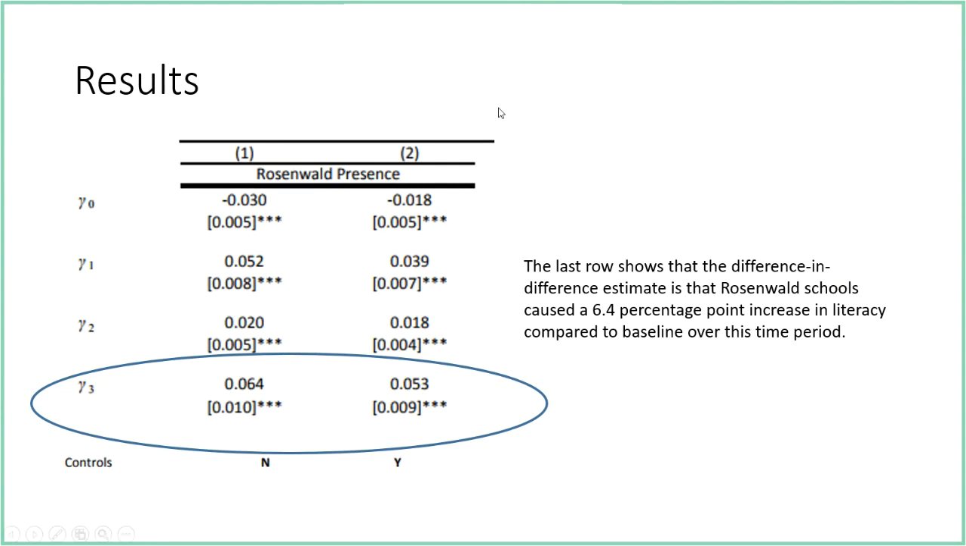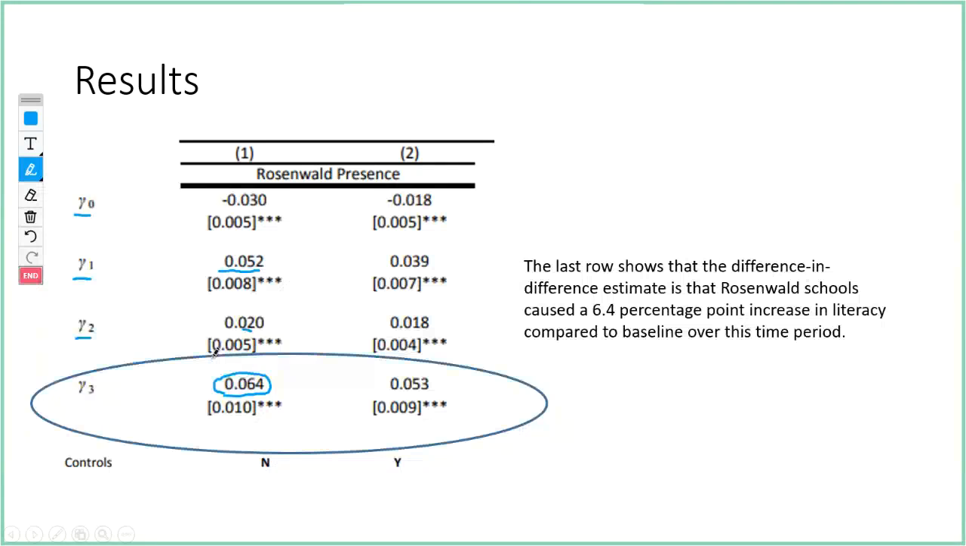And what they found was, sure enough, so here we have, they used gamma rather than beta as their coefficients. But gamma 0, this was the intercept of literacy rates. Gamma 1, this was the difference beforehand between the two schools. So treatment schools had about a 5% higher literacy rate beforehand, holding the other variables in the model constant. This was the difference between the two afterwards. And 0.064, this was the difference in difference.